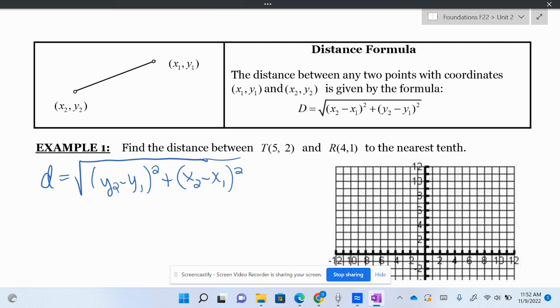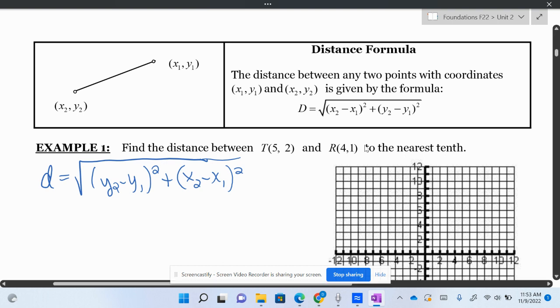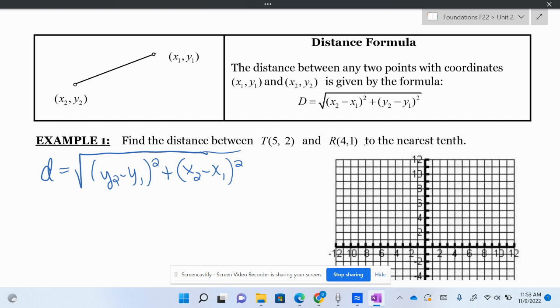I don't care which way you do it. I just want you to know that that's how I do it. So if I messed you up, I apologize. So we're using these 2 points, x1 and y1, x2 and y2.